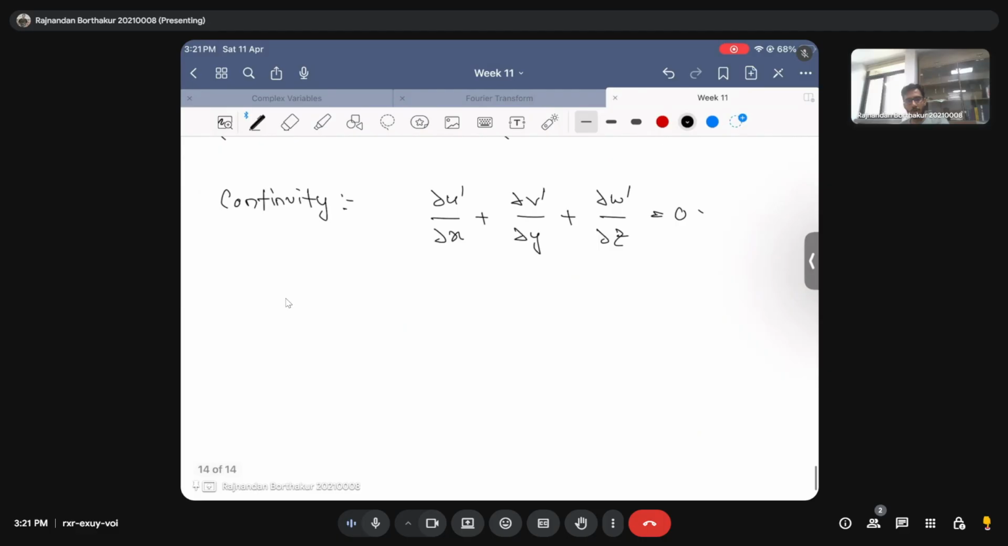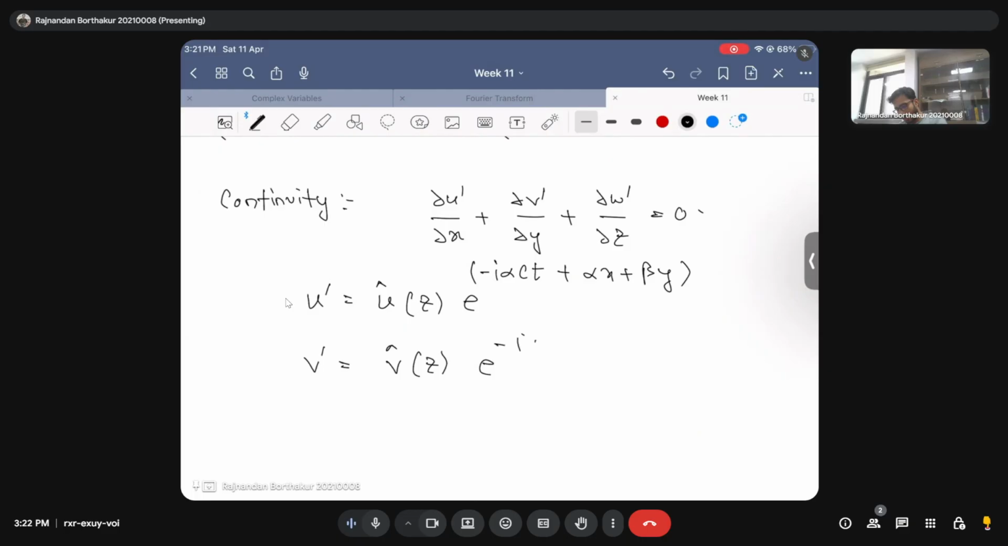And then if we substitute the normal modes, for example, we know that u prime is basically equal to u hat of z times e power sigma t. And then we have to replace sigma. Let's write it as e power minus i alpha c t, because sigma was equal to minus i alpha c. That's what we use, and then plus alpha x plus beta y, because I have kx plus ly, so I'll write it as alpha x plus beta y. So this was my u prime. And similarly, v prime would basically be equal to v hat of z times this quantity again, e power minus i alpha c t plus alpha x plus beta y.